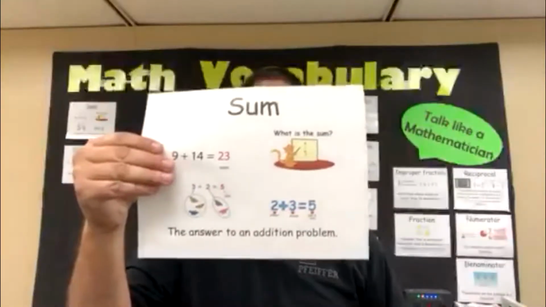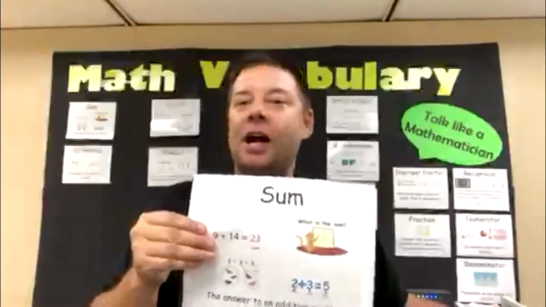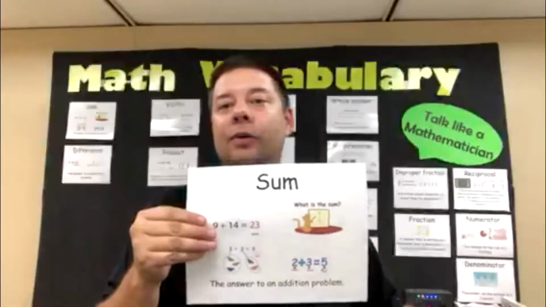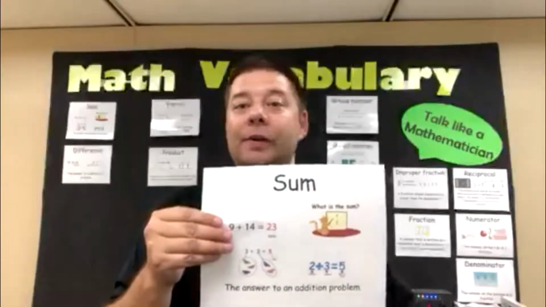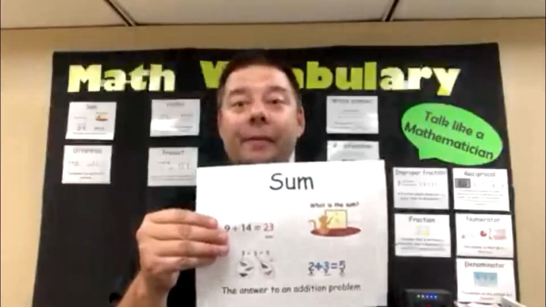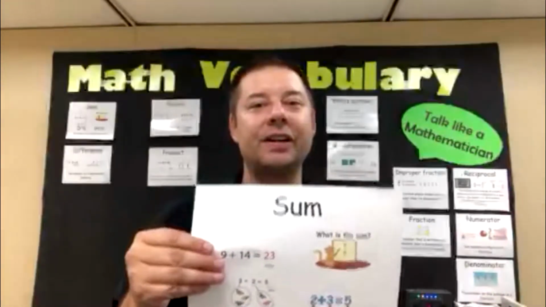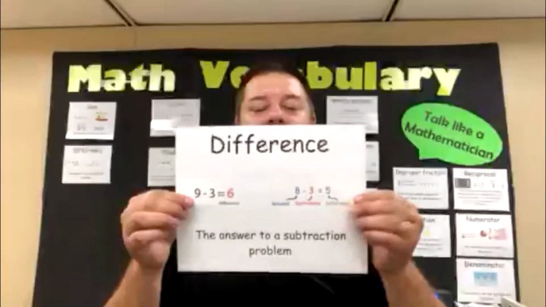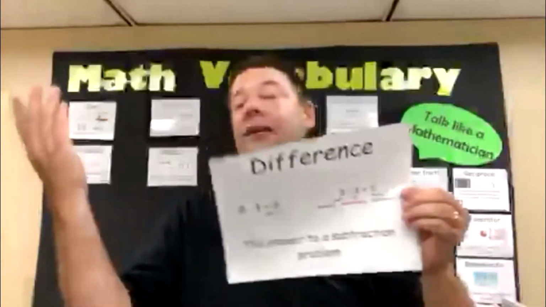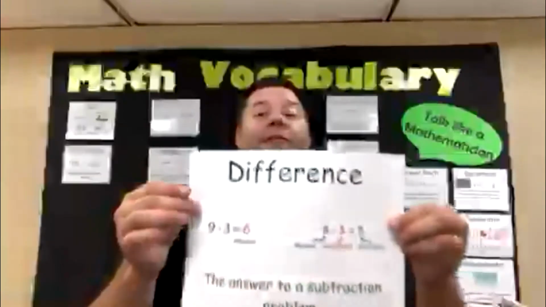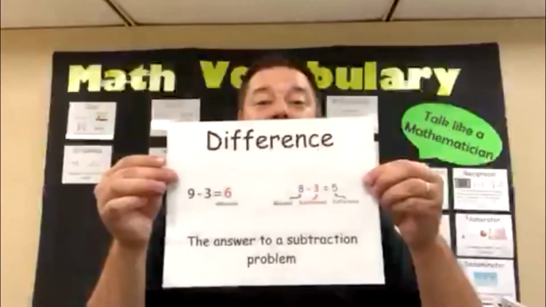So remember, algorithm. The sum is the answer to an addition problem. So if you think about it, a common addition problem would be, what is one apple plus another apple? Well, you have some apples. I have some apples. Sum is the answer to an addition problem. Next up, I have difference. If you're subtracting things, you might say, well, what's the difference anyway? Well, the difference is the answer to a subtraction problem.